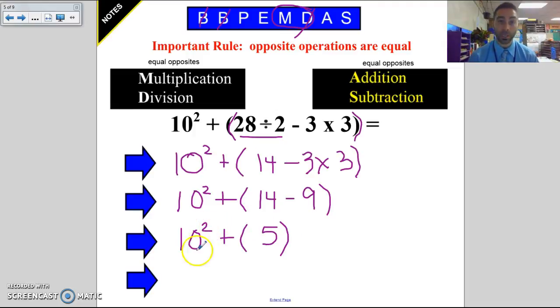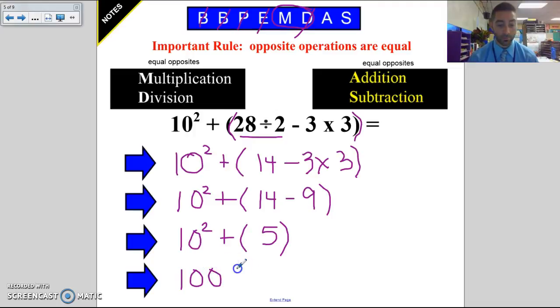So now I'm looking at 10 squared plus 5. Now I have nothing else to do in my parentheses here, so I don't have to worry about my parentheses. I can cross that off. Now I look, do I have any exponents? Yes, I do. I have 10 squared, so I need to do that first. So I can cross that off and do 10 squared, and 10 squared is 10 times 10, which is 100.